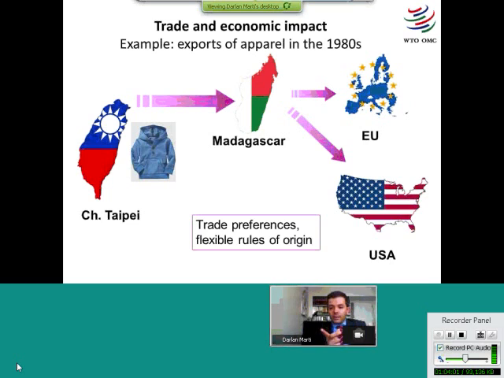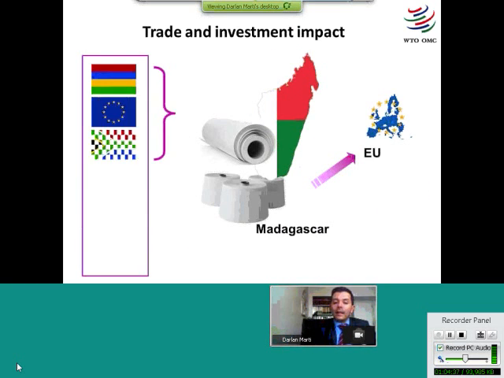Now, the only reason that setup was possible was because the rules of origin allowed the producer to bring inputs from Taiwan or from elsewhere, manufacture them, process them, substantially transform them in Madagascar, and then get them sent to other markets. So of course you needed an investment climate, a political climate there that was conducive to investment, but you also needed flexible rules of origin to allow for this setup. Now, let me just show you what the rules of origin were.